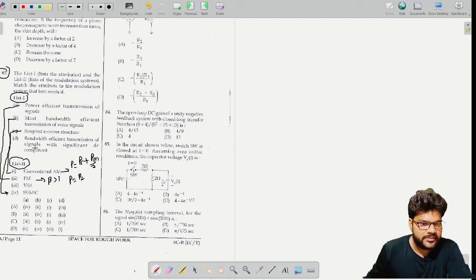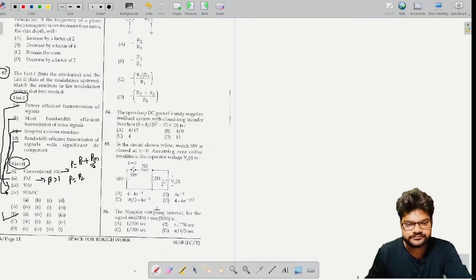And the D option is the bandwidth efficient transmission of signal with significant DC component. So apart from SSB SC bandwidth, there is a vestigial component in VSB. So that is DC component. So this will be matched to third one, right. So D is matched to third one, and A was matched to second one, right. So with this correct option will be B.